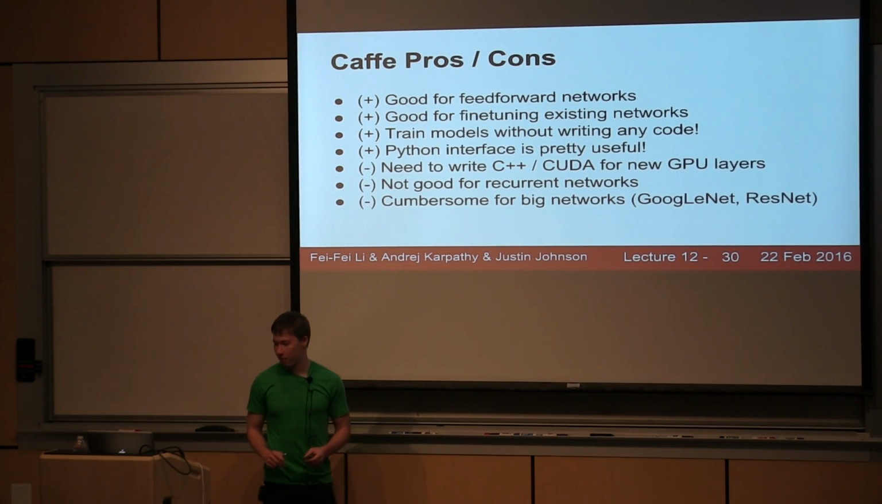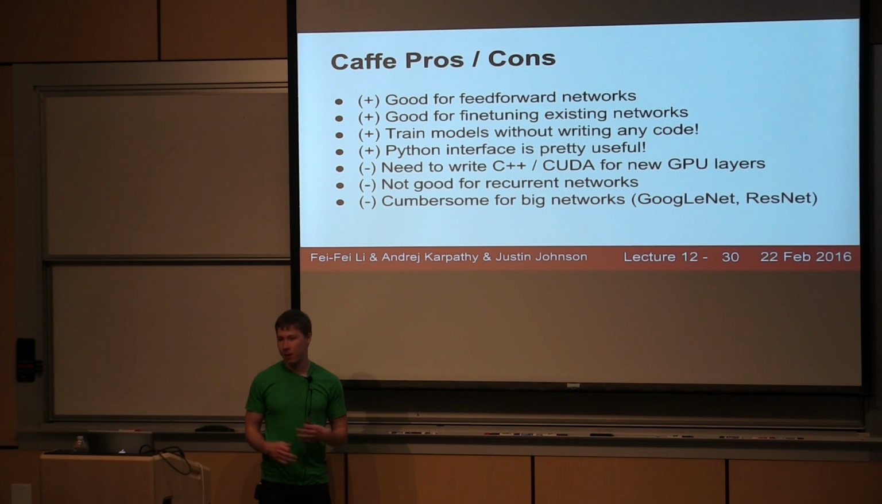So the quick overview of Caffe pros and cons is that, from my point of view, if all you want to do is train a simple basic feed-forward network, especially for classification, then Caffe is really easy to get up and running. You don't have to write any code yourself. You just use all these pre-built tools, and it's quite easy to run.